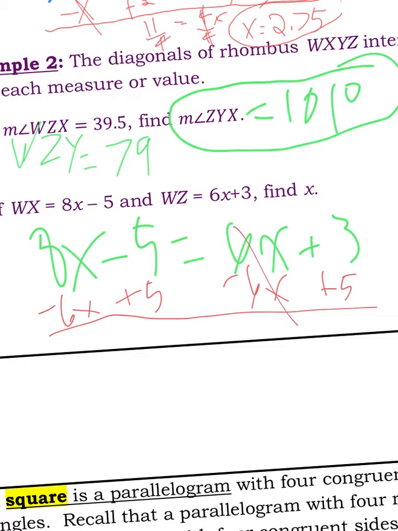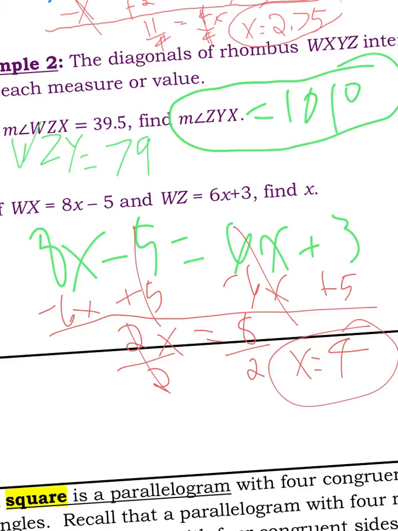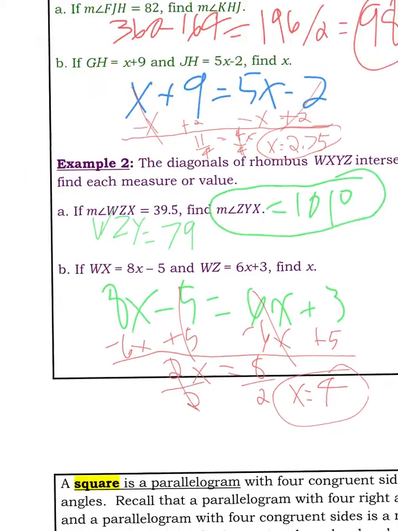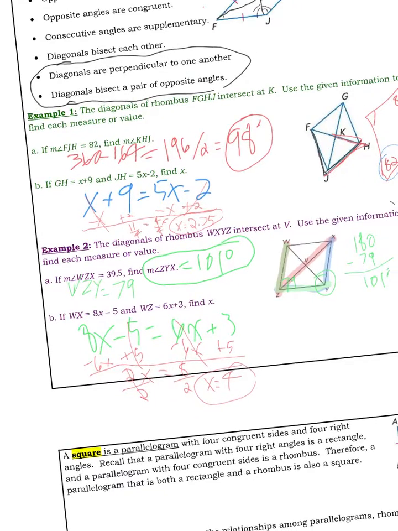So I get my x is gone on that side, my number's gone on that side, so I'm left with 2x equals 8. So divide by 2, and I get 4. And if it said find the side length, I'd plug it back in, but it doesn't. So I'll just keep going.